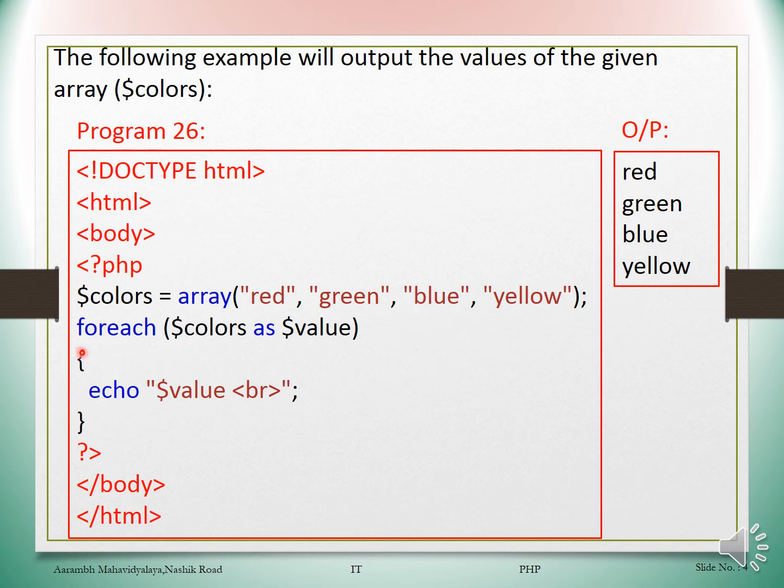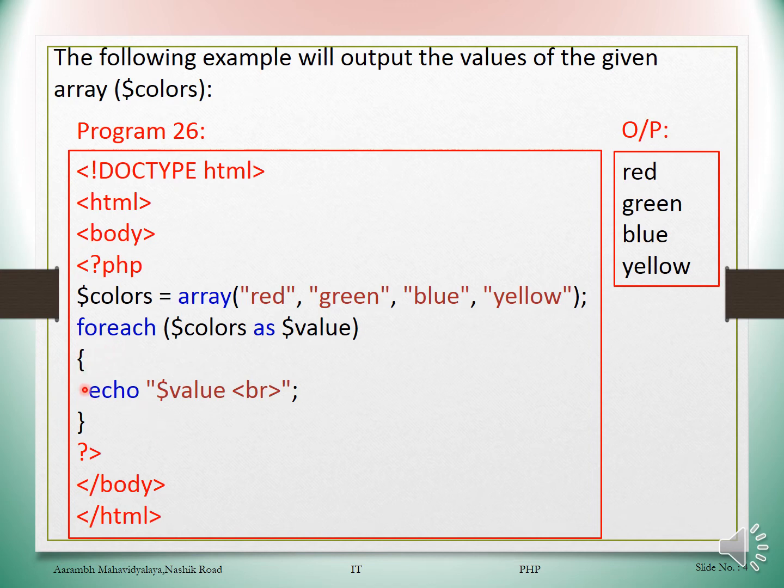Then next one, foreach colors as value. Now here we have to use the foreach loop. Here first of all colors, that means this array name, as value. Value means these elements now behave as the value, and this dollar indicates their internal values. That means here colors as first value is red, second value green, third value blue and fourth value yellow. Then begin. That means all these four values are stored in this variable.